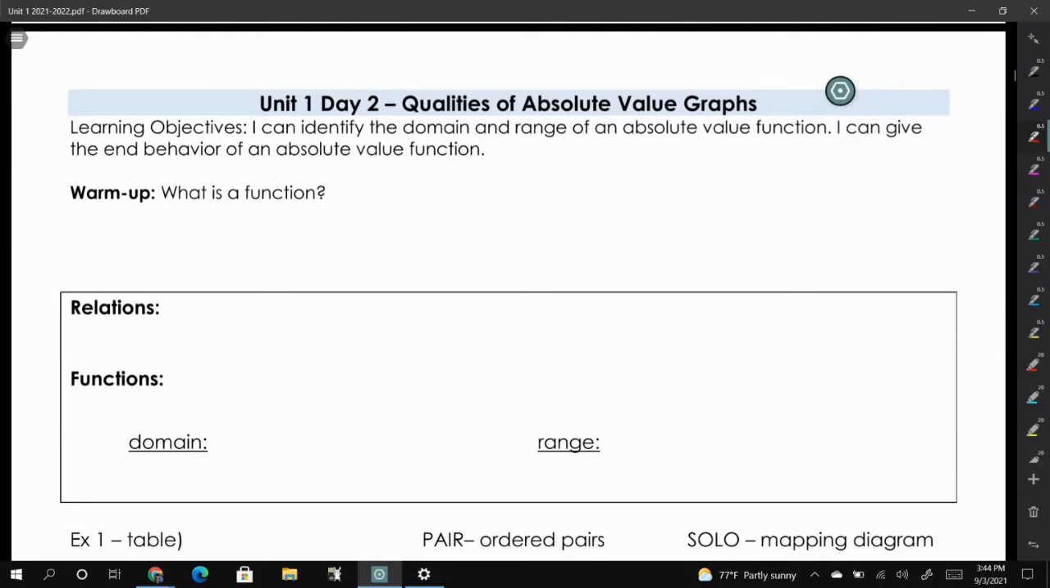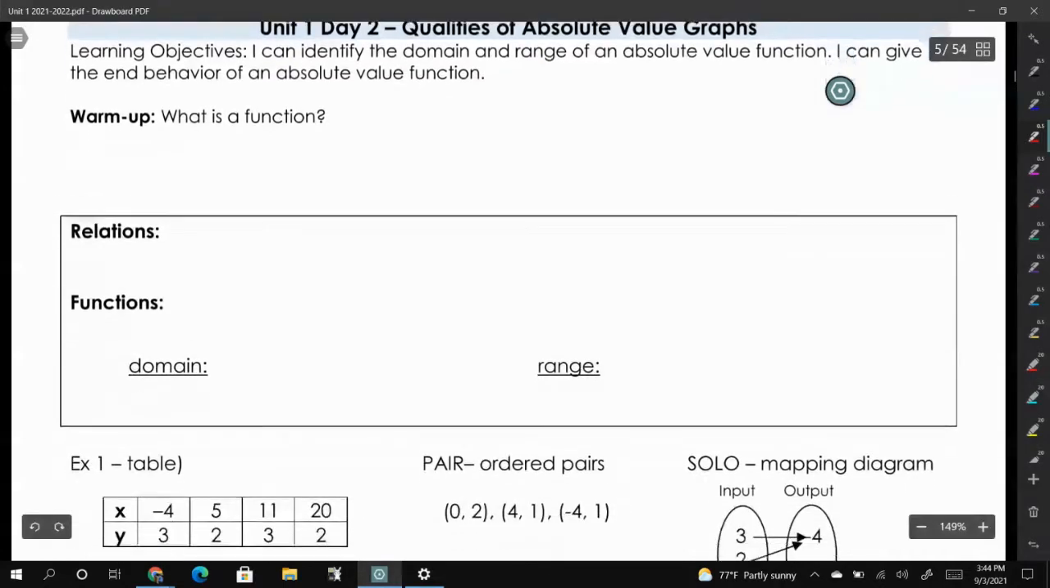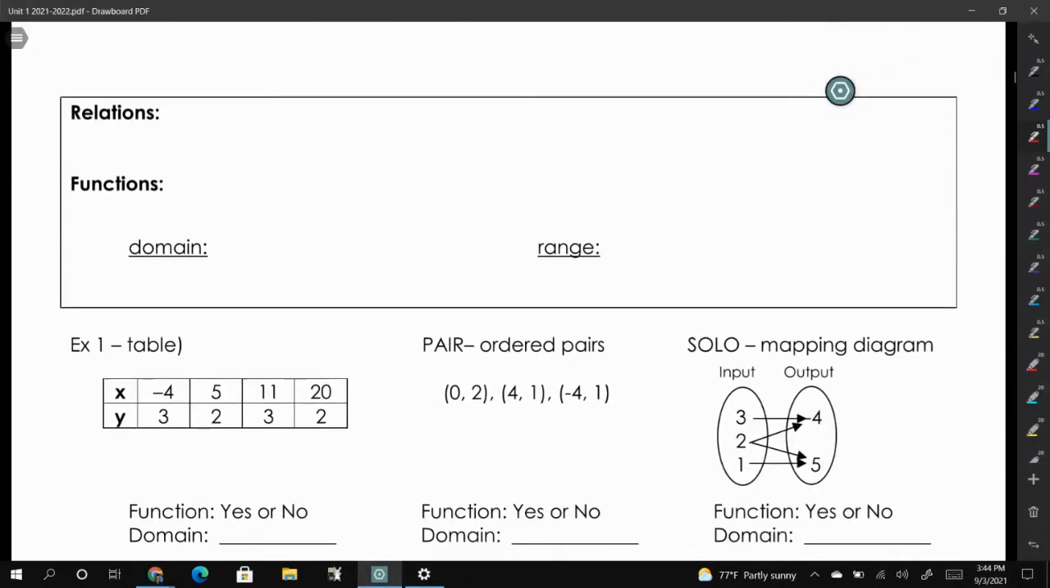Today we're going to talk about the domain, range, and end behavior of absolute value graphs and absolute value functions. Before we do that, let's recap some terms that you may know from Algebra 1.